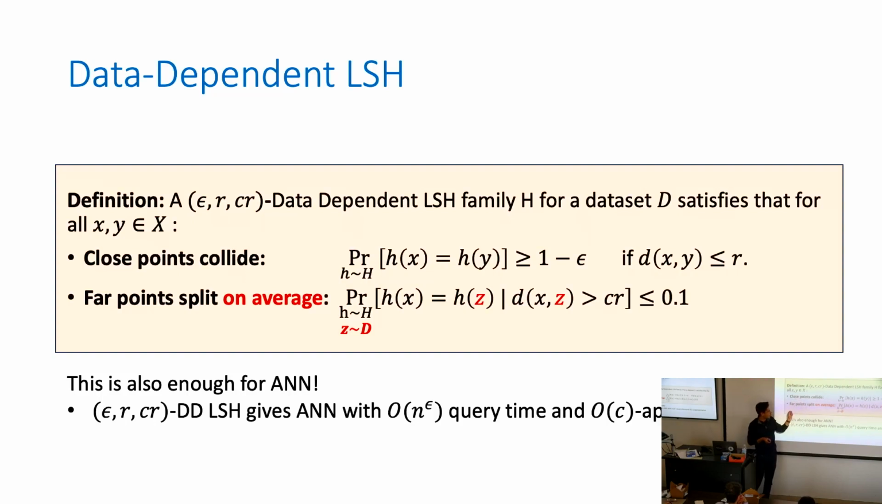But now I'm going to have a weaker property for the far points. For any point x in my metric space, I only need to split from far points in the data set on average. I have my point x, which is any point in the metric space. The guarantee is that only over a random draw of z from my data set, conditioned on z being a far point, do I need to split with good probability.